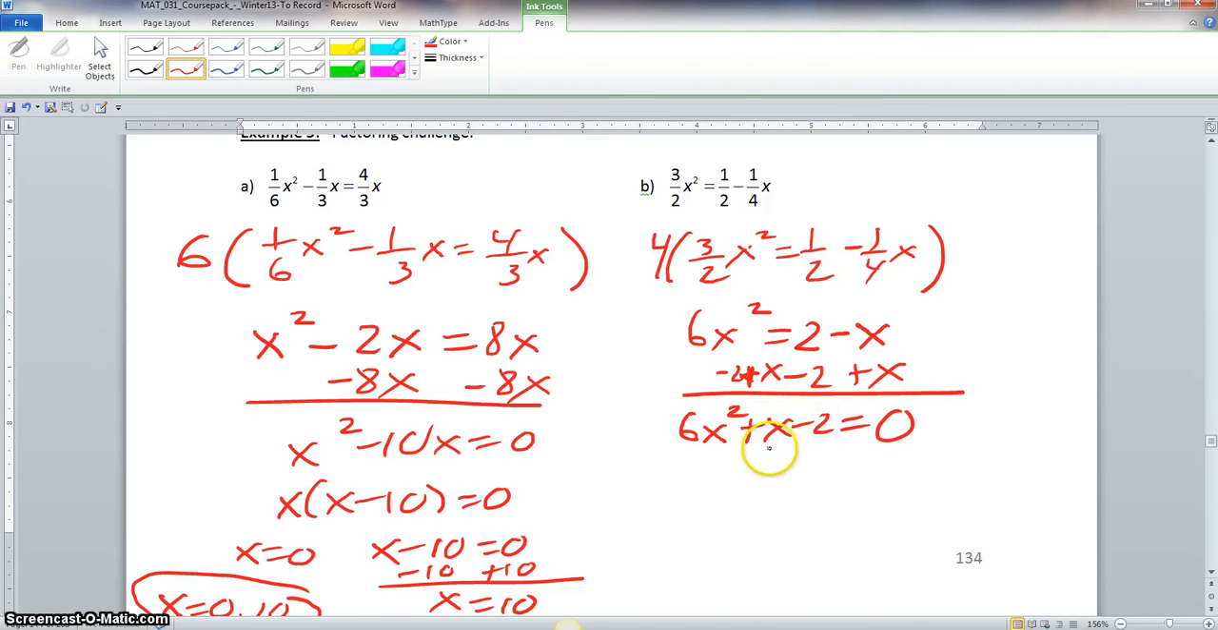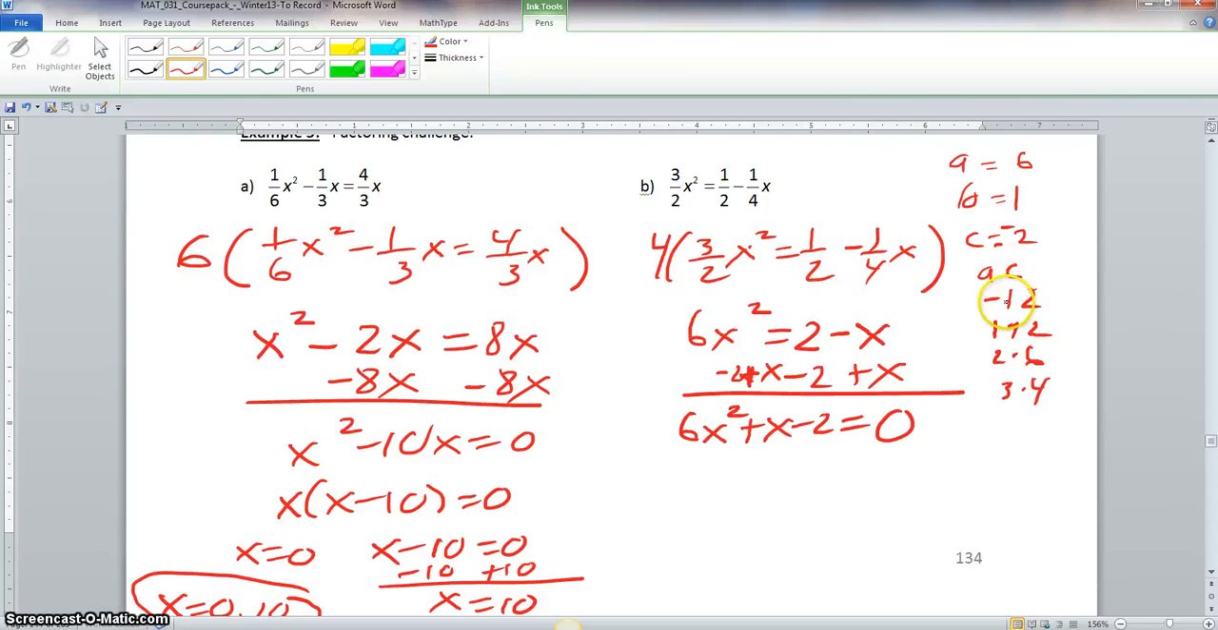Now, what we need to do is this here. We cannot factor anything out with all of these terms here. So we'll write our a, b, and c. Our a is 6, our b is 1, and our c is negative 2. Now we multiply our a and c, which will give us negative 12. So we have 1 and 12, 2 and 6, and 3 and 4.